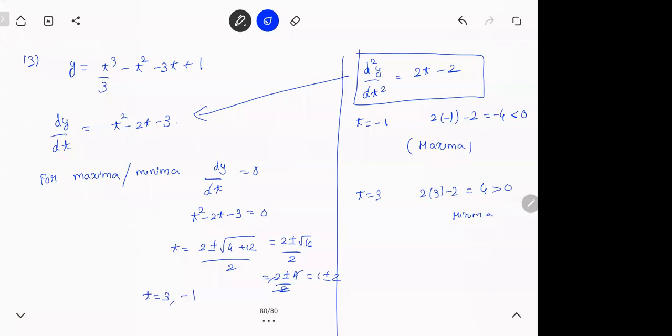All okay with this? Let's do one more problem like this. You'll get a better hang of it. I can turn the page.